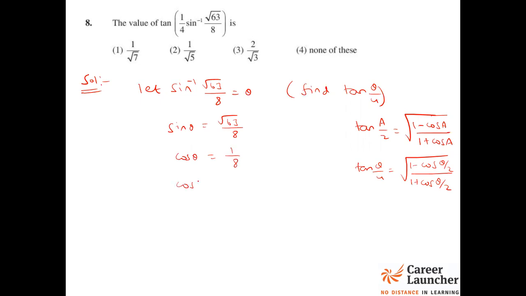So how much will be cos theta by 2? Cos theta by 2 will be root of 1 plus cos theta upon 2. If you substitute cos theta as 1 by 8, it will become 9 by 16. So the square root will become 3 by 4. Now substituting the value of cos theta by 2 as 3 by 4, tan theta by 4 will become root of 1 minus 3 by 4 upon 1 plus 3 by 4. Taking LCM and simplifying, the value will be 1 by root 7.